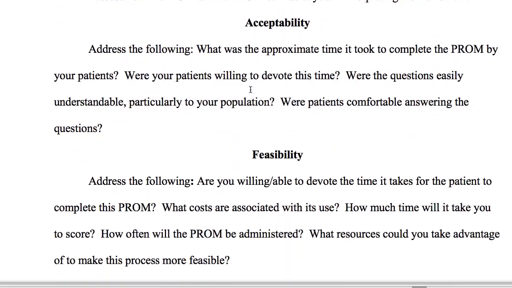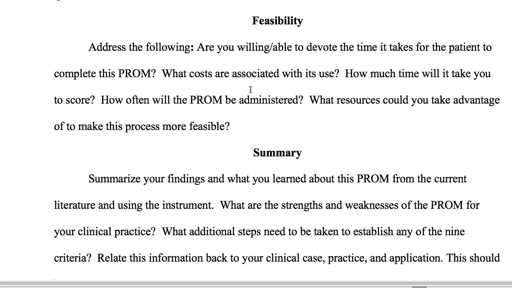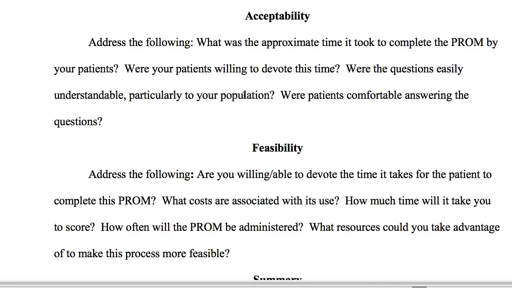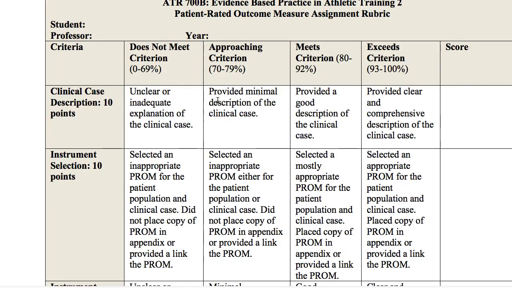I've provided you the directions and a template to get rid of the issues with formatting, since I can be kind of strict about that. Go back to our syllabus. Just so you know, you have a rubric here that I'm going to use to score you on, so you should always pay attention to the rubric and how I will score you.